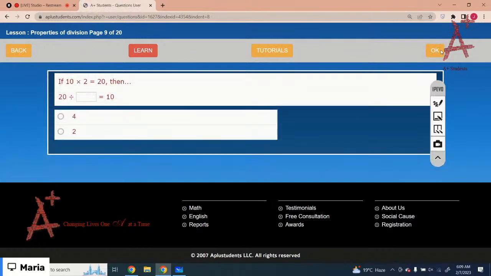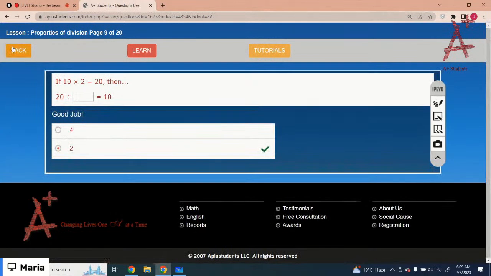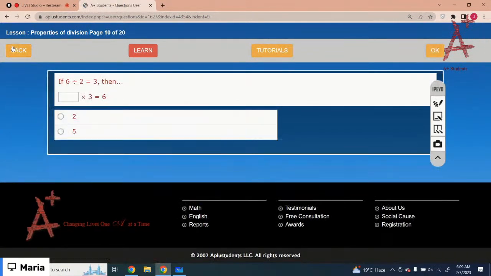Okay, the next one is 10 times 2 is 20. 20 divided by what number equals 10? Yes, very good. 20 divided by 2 equals 10. Okay, you can complete the test by yourself later today. Let me just move on to the next lesson.